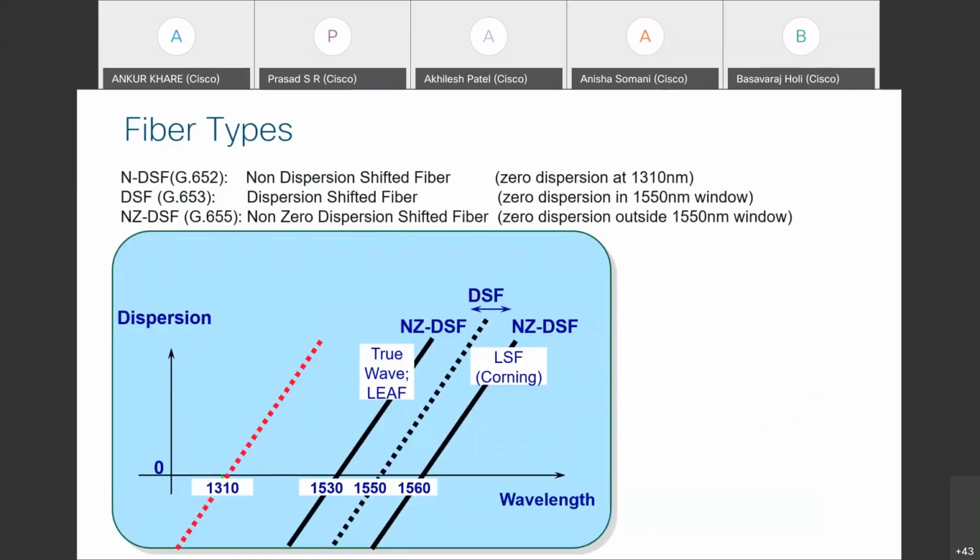Okay, so these are the three fiber types we basically use. This is the standard G652, which is called non-dispersion shifted fiber. There's another, G653, dispersion shifted fiber, and non-zero dispersion shifted fiber is G655. So there are three types of fiber which work differently. If you see zero dispersion at 1310, normally we want some dispersion in the fiber to avoid other effects in the laser, right? So we'll go to the attenuation.